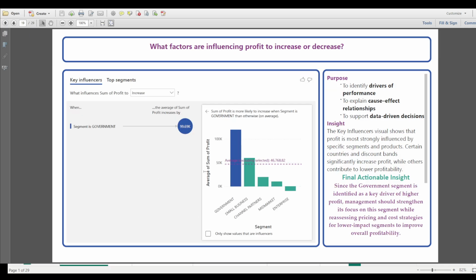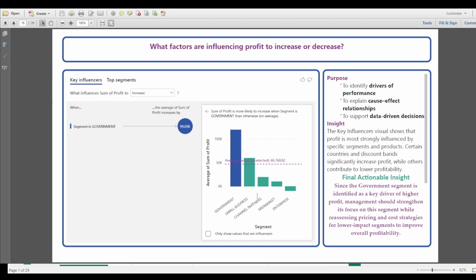This is a key influencer chart wherein you can come to know what is influencing what, like what factors are influencing profit to increase or decrease. So here the two options are there, increase and decrease. It is showing you what influences sum of profit to increase when segment is government. The average of sum of profit increased by this much, and here it shows the bar graph also. This line is the average line. Higher contribution is of government and lower is of enterprise.